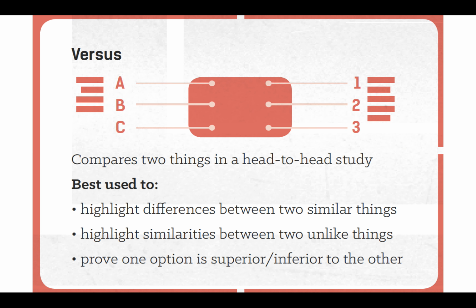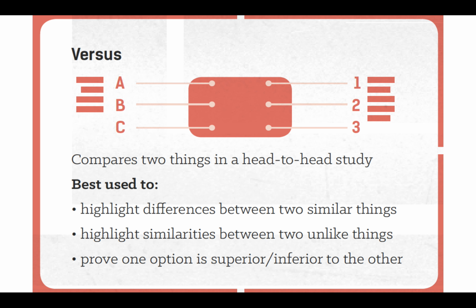Another one is the versus, where here on the left is ABC, and on the right is 1, 2, 3. So you're comparing ABC to 1, 2, 3. And ideally, A would compare to 1, B would compare to 2, C would compare to 3. It compares two things in a head-to-head study.